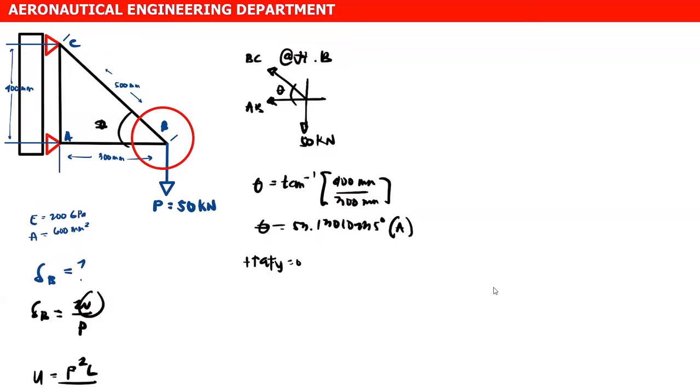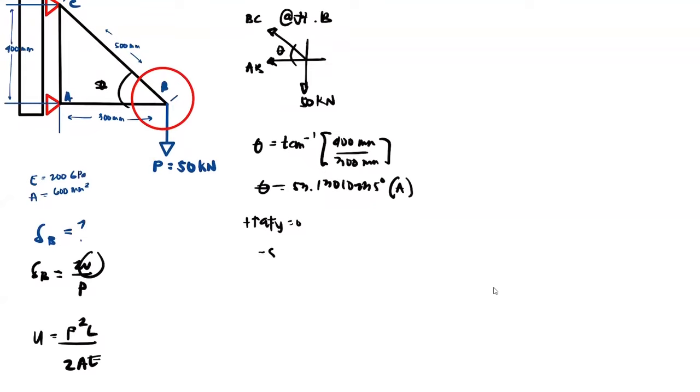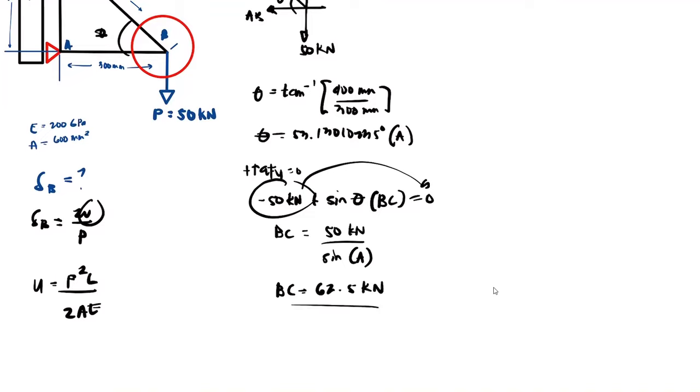Now, we will get the member BC. Now, using summation forces, Y is equal to 0. Going up is positive. So, meron tayong negative 50 kilonewton plus sine theta BC is equal to 0. Okay? And then, transpose natin to sa kabila. So, BC is equal to 50 kilonewton over sine theta. Okay, so dapat ang BC na makuha ninyo is 62.5 kilonewton. So, correct na in tension siya.